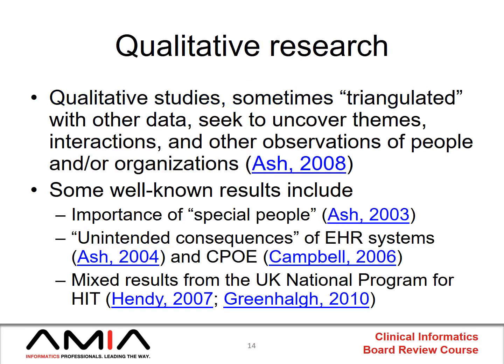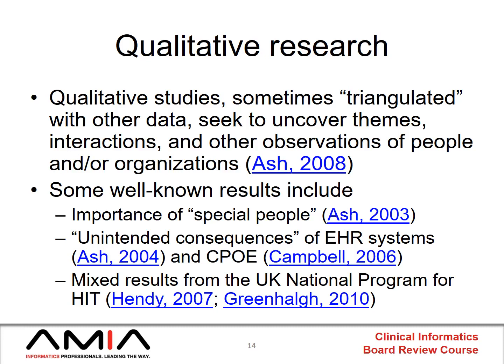While numbers, whether usage or outcomes, can give us a lot of information in the evaluation of information systems, they don't always tell the whole story. Another area of evaluative research is called qualitative research. In qualitative studies, which are sometimes triangulated with other kinds of quantitative data, we seek to uncover themes, interactions, and other observations of people and or organizations. There have actually been many qualitative studies in the clinical informatics field, and there's been a whole methodology that is often attributed to Dr. Joan Ash and others that she has collaborated with. There are many results from these studies, just a sampling of some.